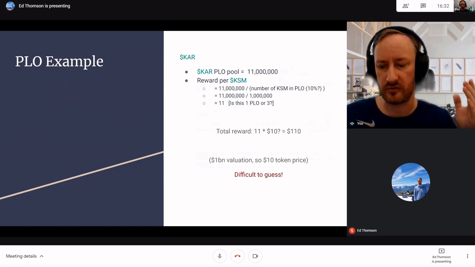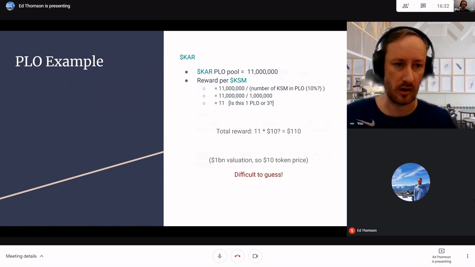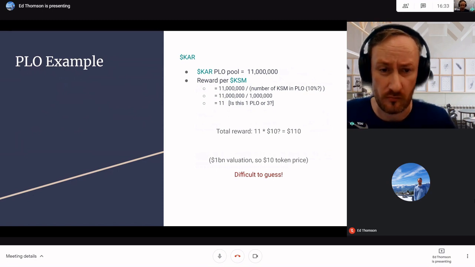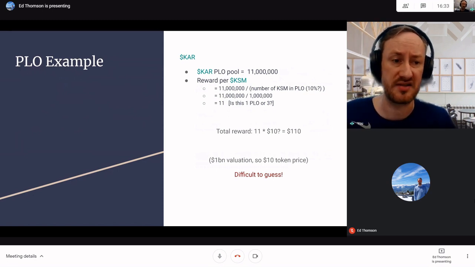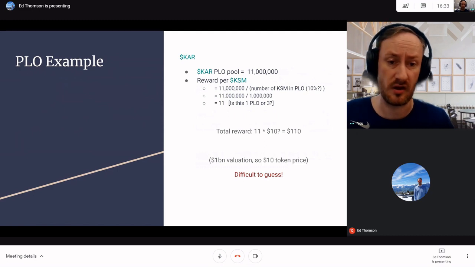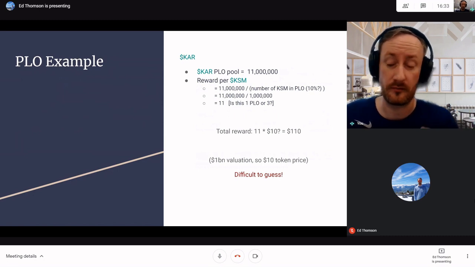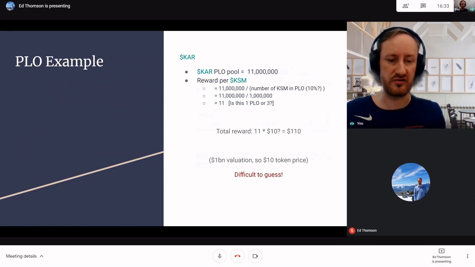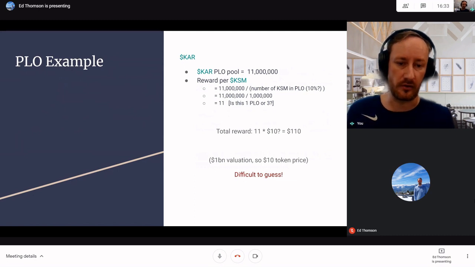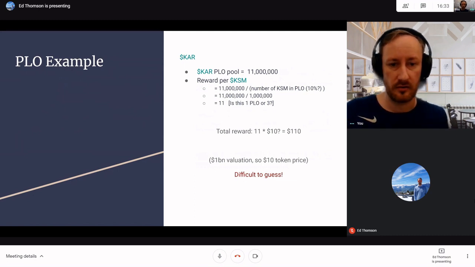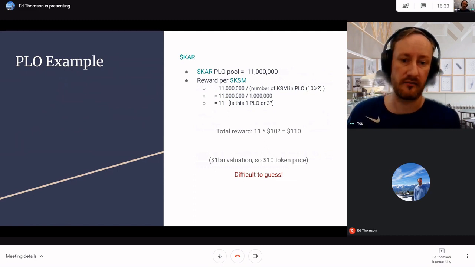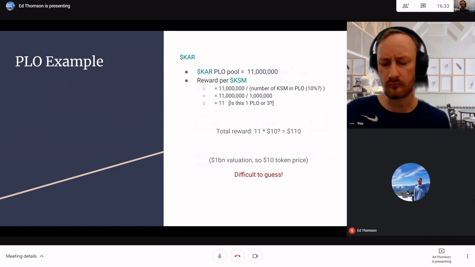If we were to assume that because Acala is a popular project, then Karura is also going to be popular, therefore perhaps 10% of all KSM will chase this PLO. So that's about 1 million Kusama, give or take, and that gets us to the number of about 11. If you've been in the Acala Discord recently, you may have seen this figure of 11 thrown around a couple of times. This is basically where that figure of 11 comes from.